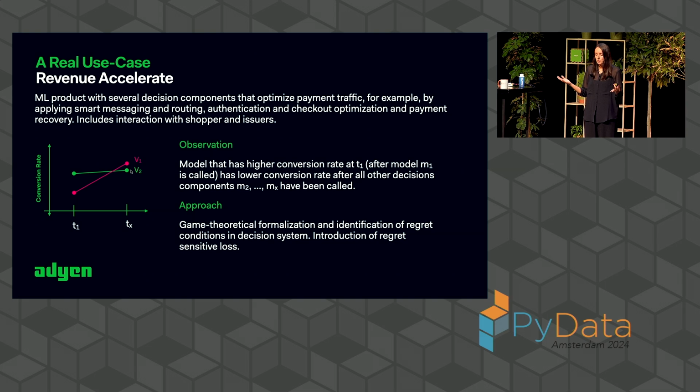So what did I do? Essentially what I described in this talk today. I viewed this complex system that we had at hand as a game theoretical process, as a game. And that allowed me to identify some regret conditions, and I simply introduced that regret into the loss function of the model.